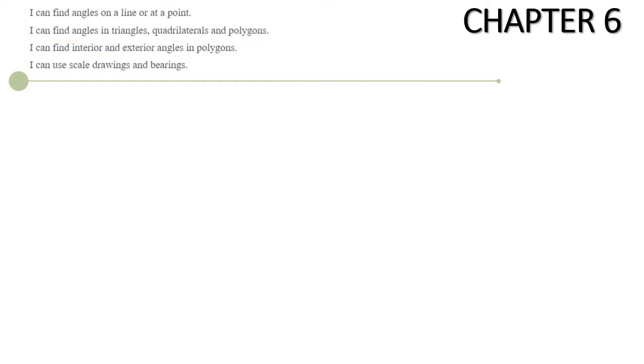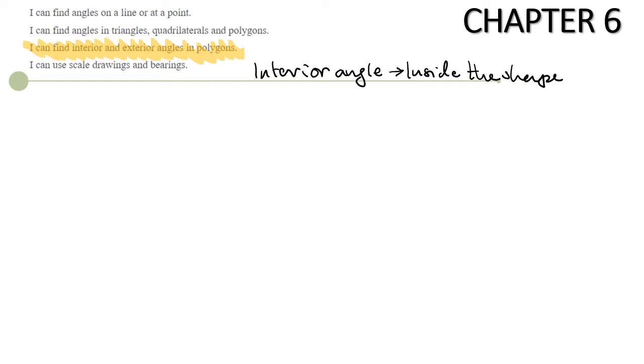The next bit is finding interior and exterior angles in a polygon. Now the word interior basically means inside. So because they're angles, the interior angle is basically inside the shape. An exterior angle is outside the shape.